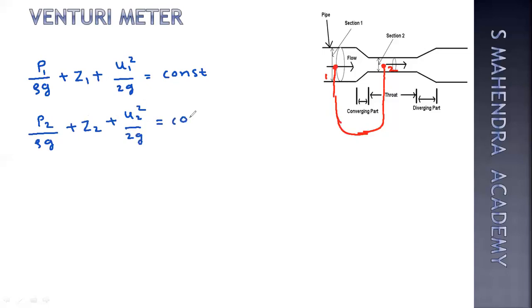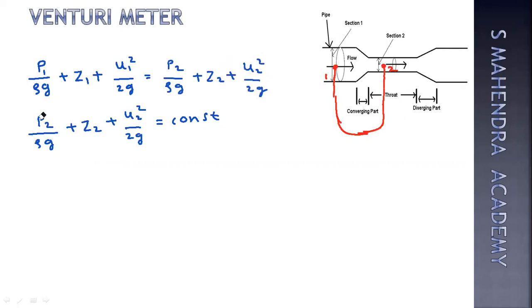As the right hand side of these two equations is constant, therefore we can compare both these equations and write it as P1 upon rho G plus Z1 plus U1 square upon 2G is equal to P2 upon rho G plus Z2 plus U2 square upon 2G.